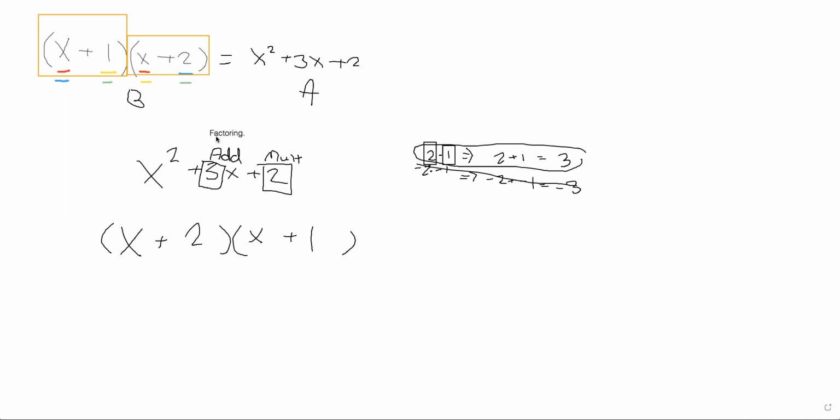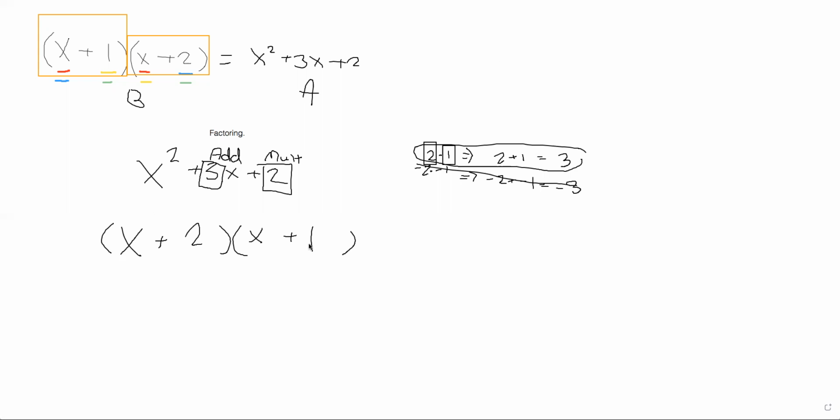We just did some factoring, which is the reverse of the FOIL method. So if we start with this and we do the FOIL method, we end up with A. But if we start with this and factor it, we end up with B. Factoring and the FOIL method are opposites of each other. They undo each other. They cancel each other out. So now we're not quite done yet.